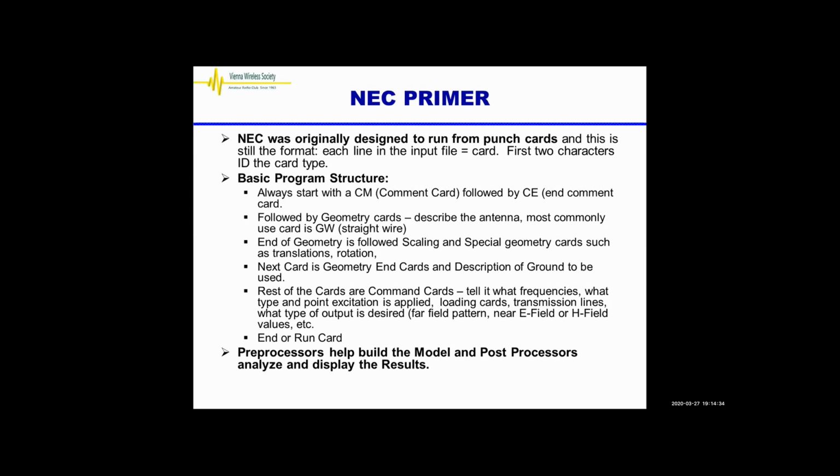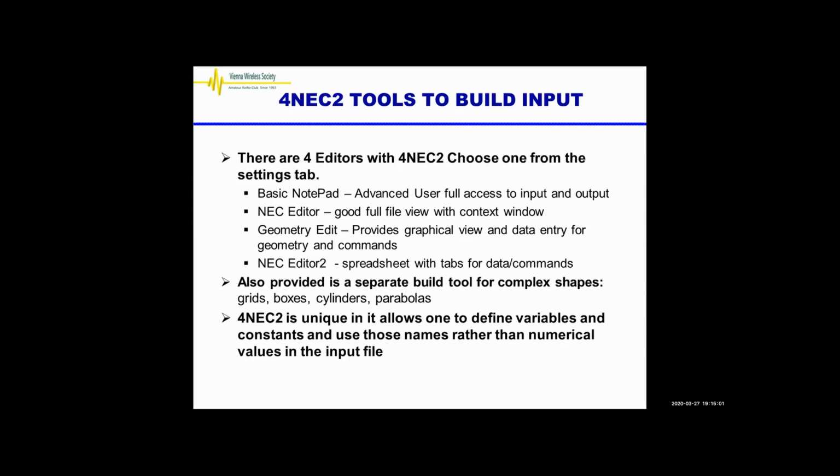You can add transmission lines that are useful for things like log periodics or phased arrays. You tell it what kind of output you want. You can do a far field pattern. We can do near field E field or near field H field patterns, typically used for radiation hazards. And then at the final end, there's an end card that says, okay, I'm done. So the preprocessors basically help you build the models, and post-processors let you look at the data.